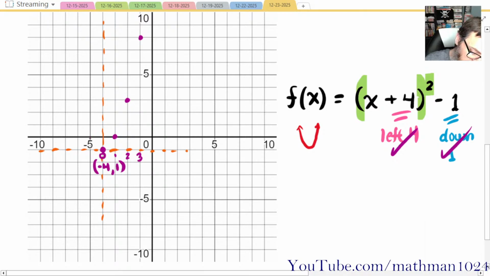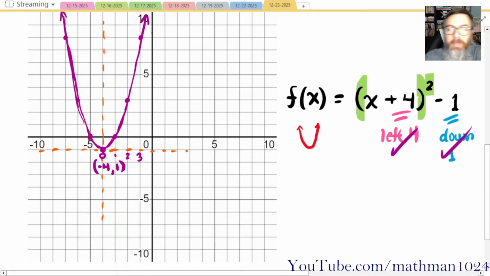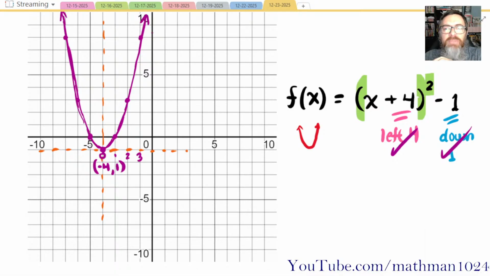So I'm just going to copy this over. This one's 2 units, so 2 units over here. 3 units, so 3 units back over here. And now we connect the dots. So a nice, smooth curve for our parabola. There we go. So that's how we would address the shifts of going left 4 and down 1 for the squaring function. Now, if this is all we do, things are going to get boring very, very quickly.